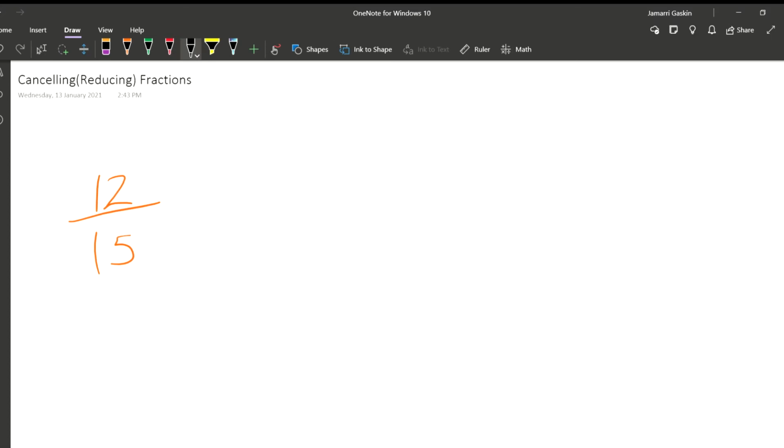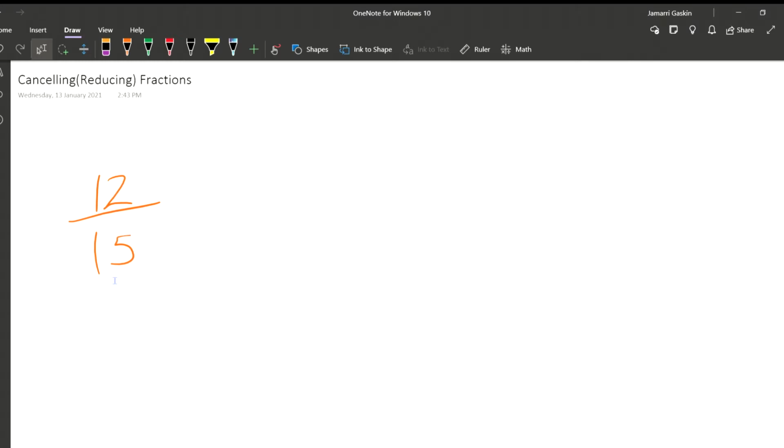Okay, so in today's video, we're looking at canceling or reducing fractions. Now, it must be said that not every fraction can be canceled or reduced. How do you know? Well, it goes back to what we did last term in terms of HCF, or highest common factors. So here we have this fraction 12 over 15, and we would like to see if we can reduce 12 over 15 into its lowest terms.